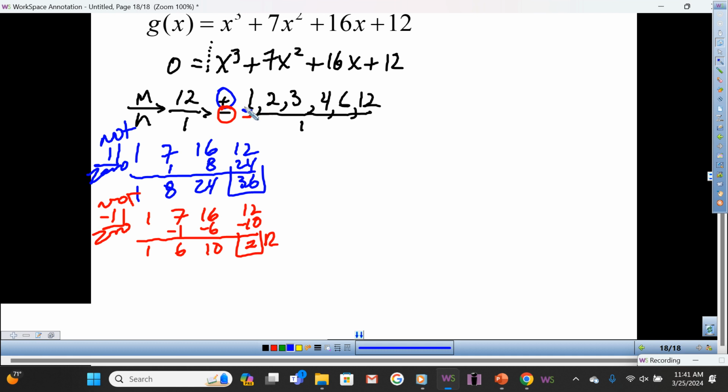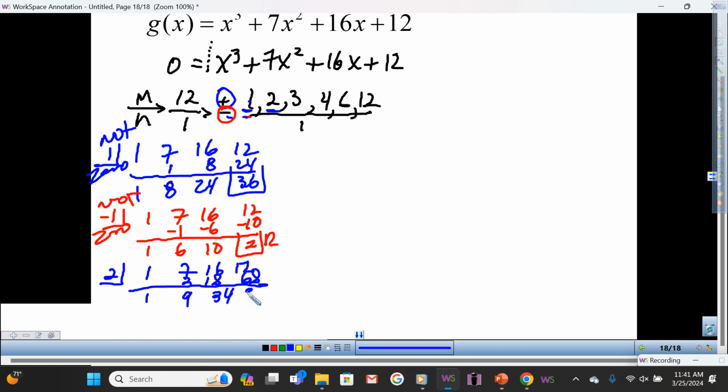So look, we did positive 1 and negative 1, and none of those were zeros. What do I do next? Yeah, positive 2. So let's go to 2. Repeat the entire process one more time. Bring down the 1. Here we go. 2 times 1 is 2. Combine, that's 9. 2 times 9 is 18. Combine, that's 34. 2 times 34, that's 68. Combine, that's 80. That is not a 0. Bless you. So I'm done with positive 2.